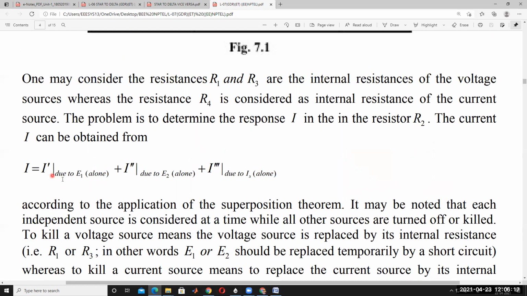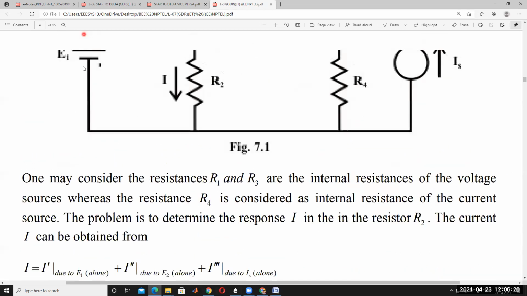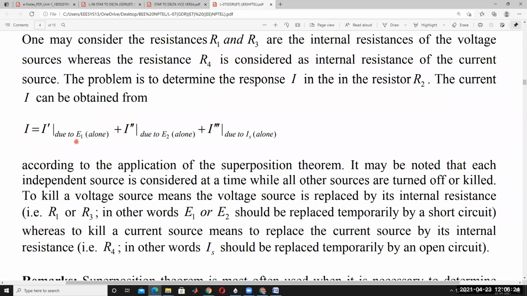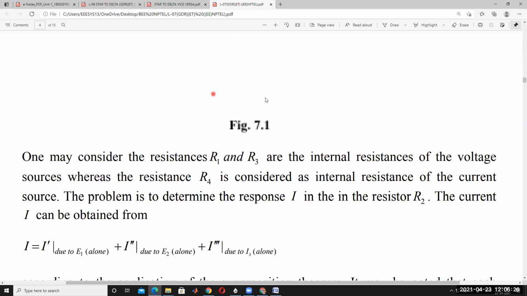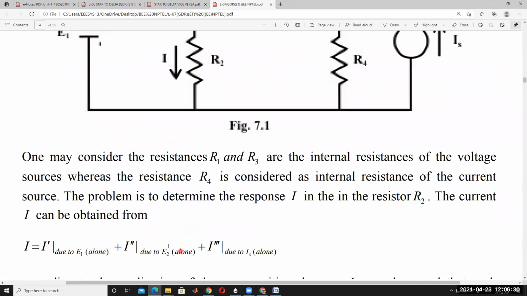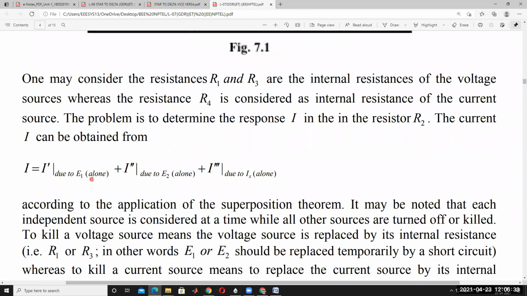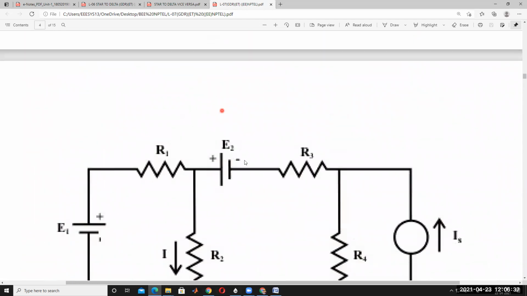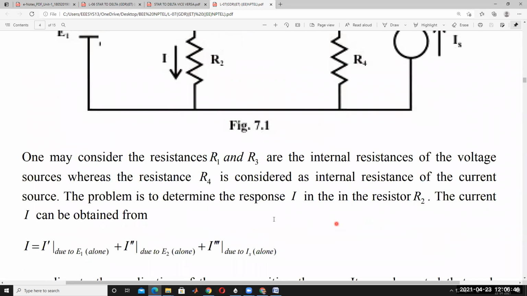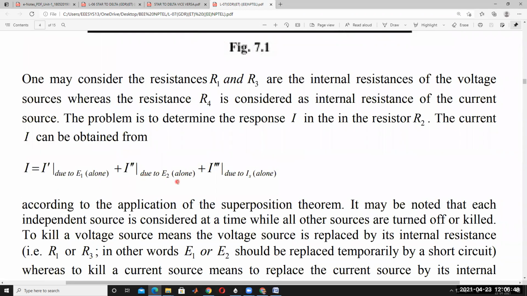This is called I dash, due to E1 alone. By activating this source, we get some current I dash because of E1 alone, deactivating the remaining sources: the voltage source is short circuited and the current source is open circuited. Similarly, I double dash is due to E2 alone. Activating this source and deactivating the others, this voltage source is short circuited and this current source is open circuited, then find the current I double dash due to E2 alone.